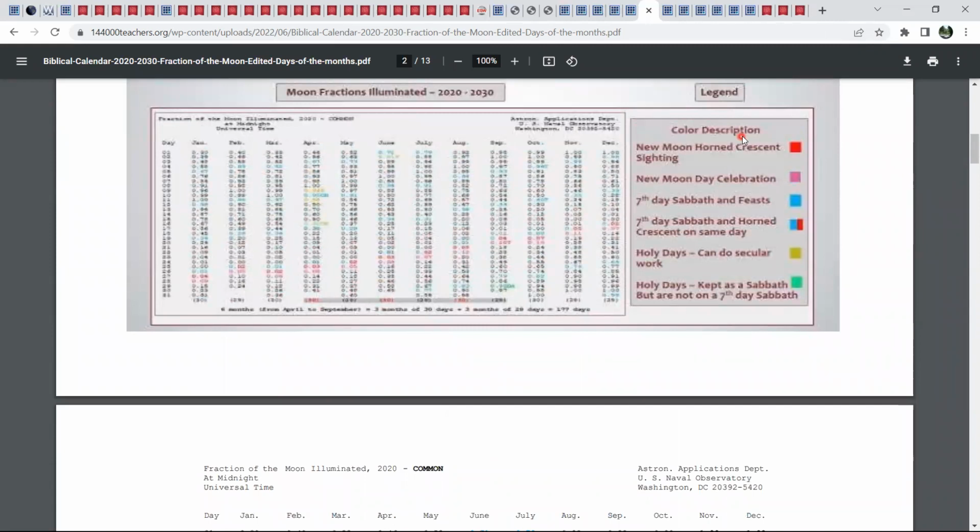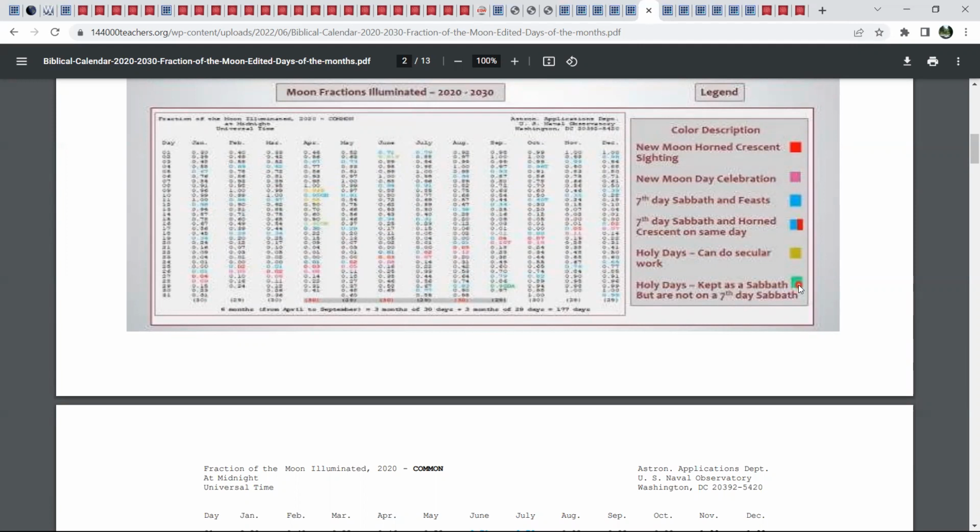It's called a legend. We have red for the new moon horn crescent, colors we have chosen. We have the 7-day Sabbath and the feast that are always at the same time. We have the 7-day Sabbath and horn crescent. These are the feasts, the holy day convocation, on which you can do secular work, like Passover, for example, and first fruits. You can do work on those two feasts, but they're holy days. And there are holy days where you keep it as a Sabbath, but they are not necessarily a 7-day Sabbath, like Pentecost, for example.